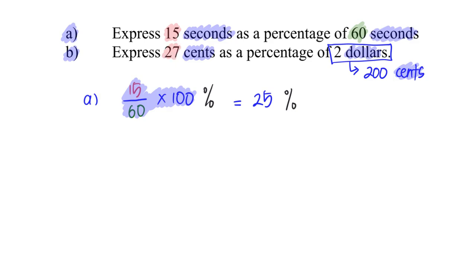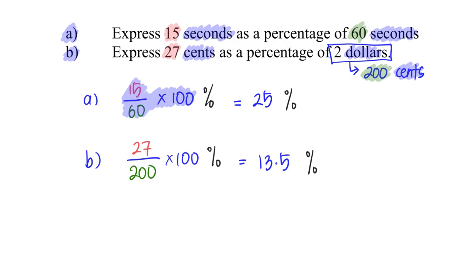27 is going to be over 200, times 100% to give me the percentage that I need. 13.5%.